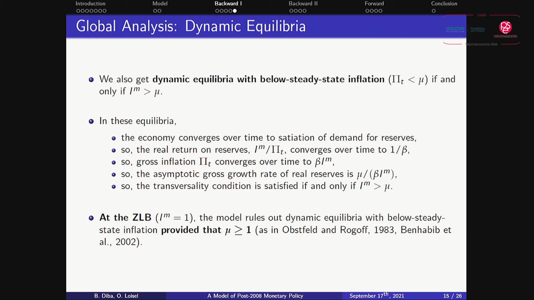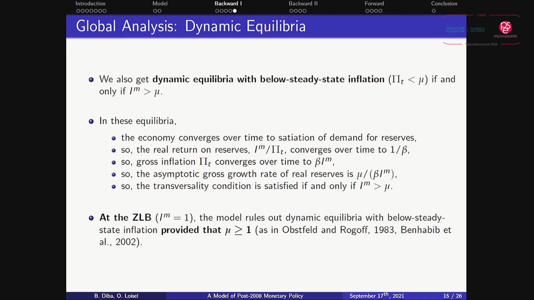So it is satisfied if and only if IM is higher than mu, which is the condition I was talking about. Now this is a result that is valid for any value for the interest rate on reserves, IM. I'm going to use it later to consider the properties of the floor system when IM is above 1. But here, I'm interested in the ZLB episode, so IM equals 1.